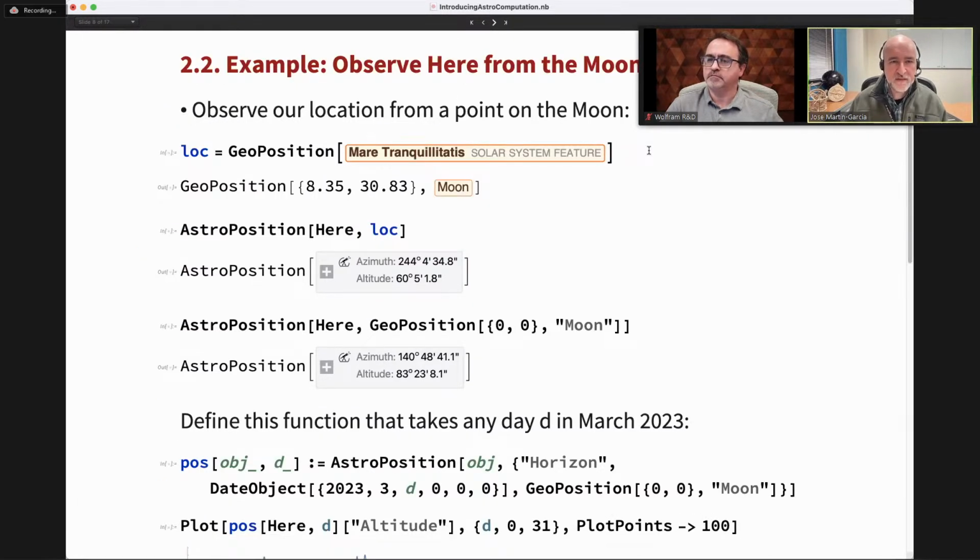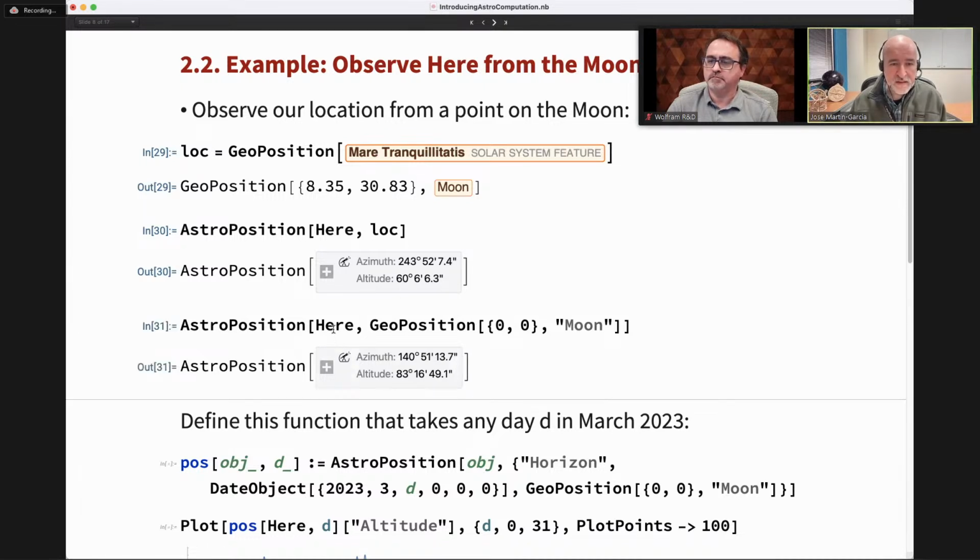So here is another fun example. Imagine that we want to observe our location from the moon. In the previous slide, we were observing the moon from our location. Now we are going to do it in reverse. We are going to be observing our position here in Champaign from the Mare Tranquillitatis. So we see that it has this altitude. We are seeing it very high in the sky from the Mare Tranquillitatis on the surface of the moon.